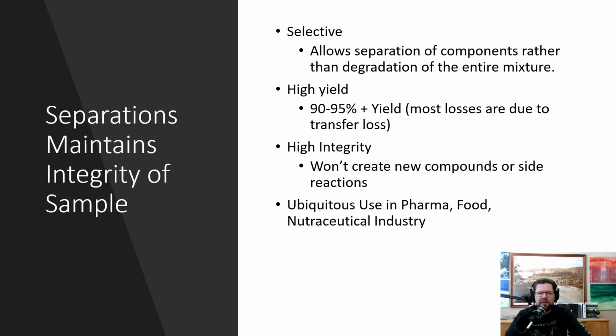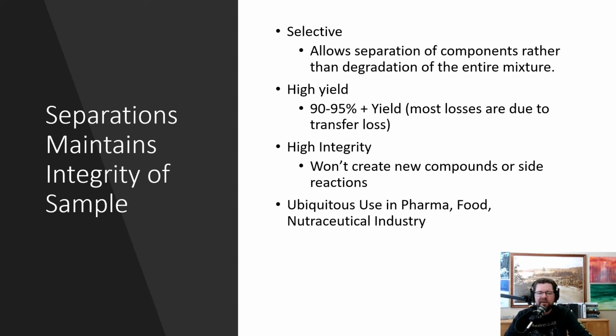So now we're going to talk about chromatography as an alternative to degradation. And really what chromatography is, it's a separation technique. Separations really maintain the integrity of the sample. And there are basically 4 key benefits to doing separations versus degradation. The first is that it's very selective. You can basically do the separation. It'll separate out the components from each other rather than degrading the whole mixture.